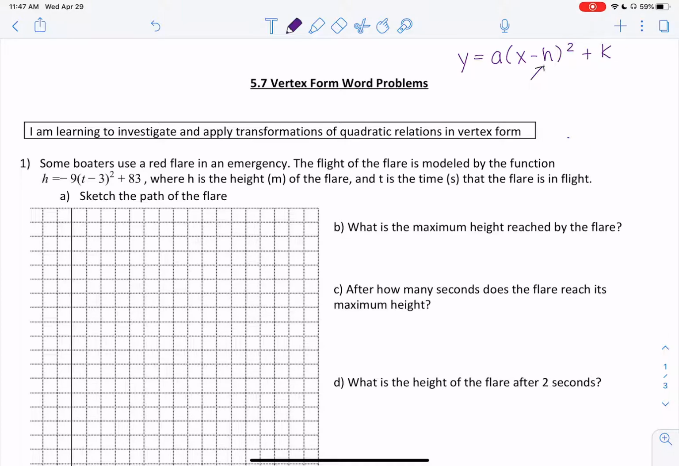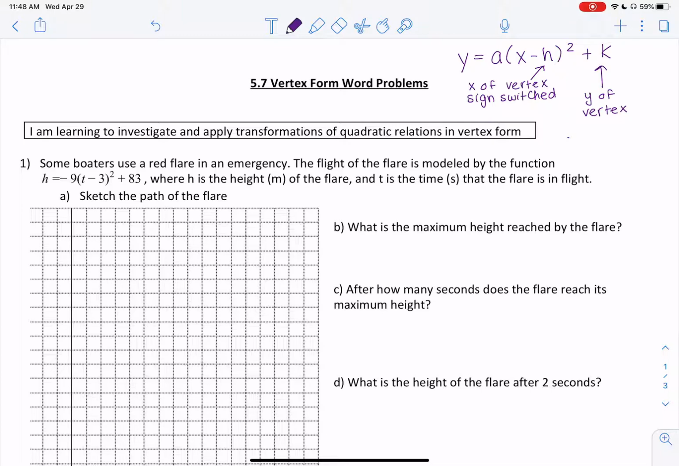And just as a reminder, this h represents the x of our vertex with our sign switched. And then our k here represents the y of our vertex. So that is an important thing to remember as we move forward because we will be using that a lot throughout these questions. So our first example here, some boaters use a red flare in an emergency.